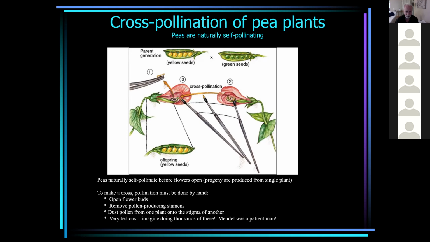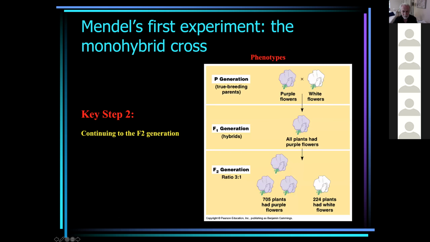And if he wanted to make a cross, he would go to a different plant, take the pollen from that plant and put it on the first one. And all of this had to be done very laboriously with forceps and tiny little paintbrushes. And so I'll describe Mendel's first experiment, and then we have to stop for the day because we're out of time. But this is key step 2.